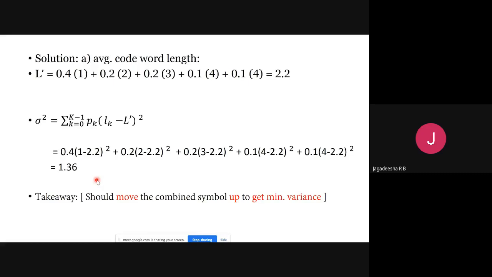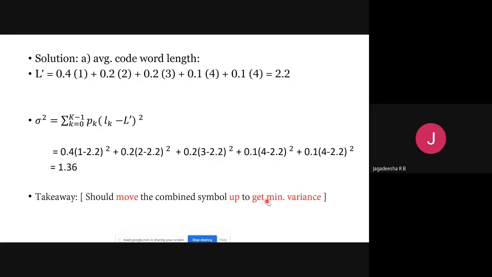When we have generated a new symbol and want to sort it, if there is another element having the same value, you move this newly generated element to the first position. That is what we did in the first example, right? First way of solving the same example. So that is better because that gives a variance of 1.36. Here we did a different method, right? We placed the new element at the bottom of the list. So it gave us a higher variance. Not so good. So the best one is to move the combined symbol up topmost possible to get the minimum variance.